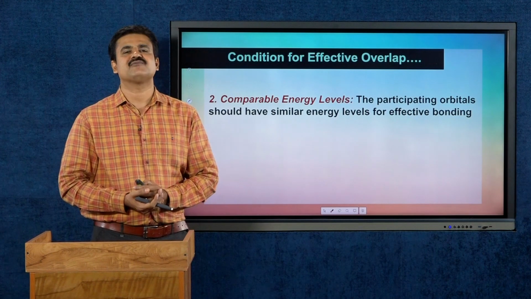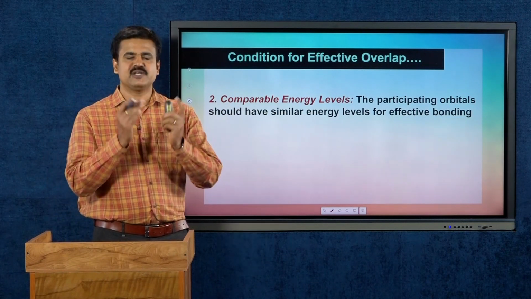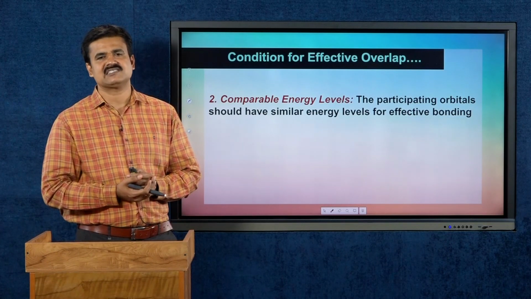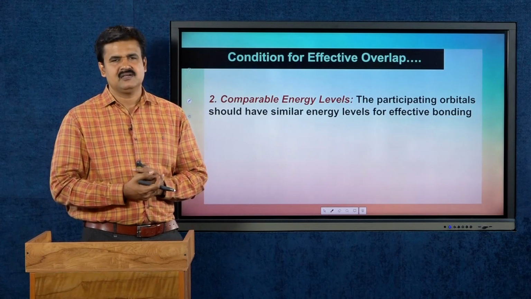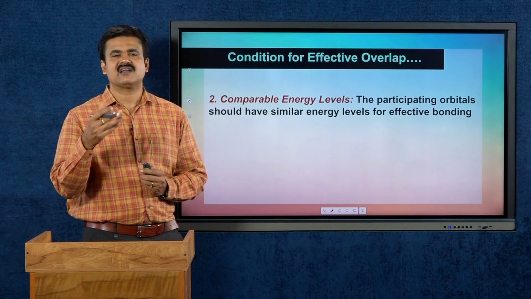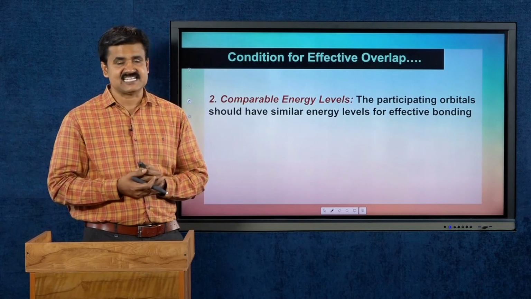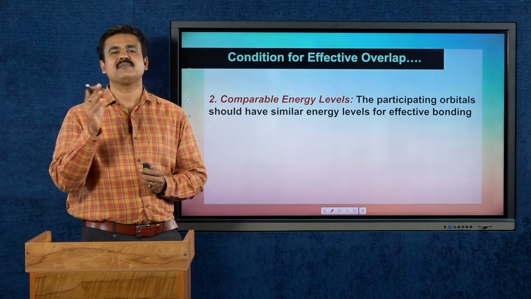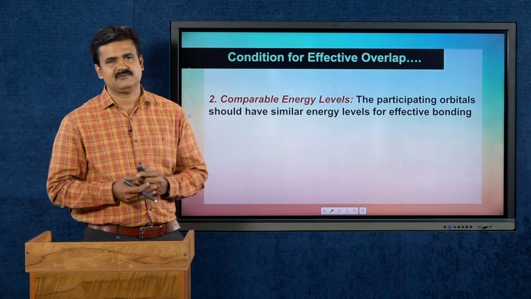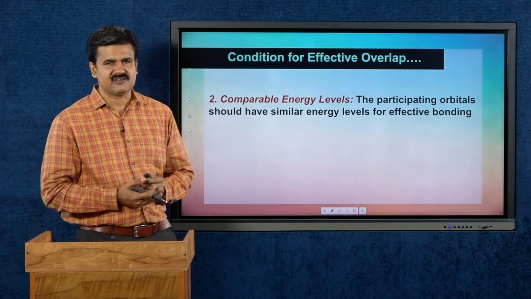The second condition for effective overlap is comparable energy levels. It should be noted that the participating orbitals should have similar energy levels for effective overlapping. That means, if two atoms participating in overlap are A and B, and their atomic orbitals have a huge difference in their energy, then the overlapping between the atomic orbitals of atoms A and B will not be effective. So, the participating atomic orbitals must have comparable energy levels.